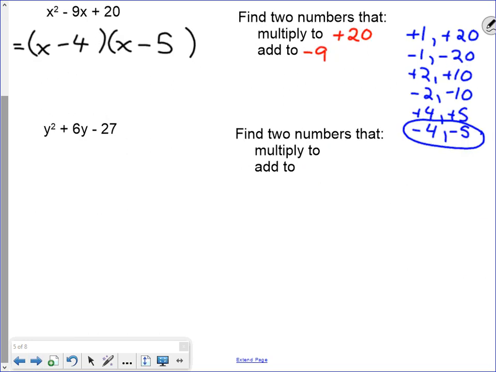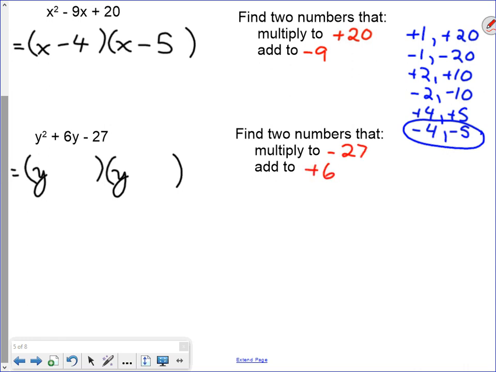One more here. Find two numbers. Oh, we got y squared plus 6y minus 27. Again, our first step is to give ourselves our brackets for our binomials. Now, instead of x, we want y here and y here because y times y is going to give us y squared. We want two numbers that multiply to negative 27 and add to positive 6.